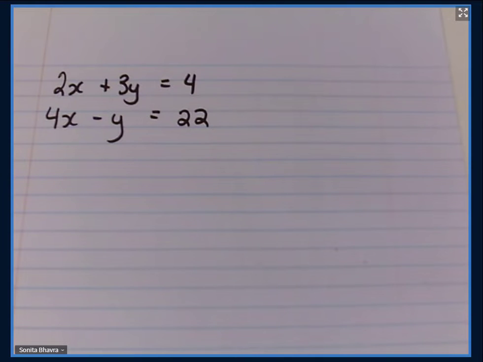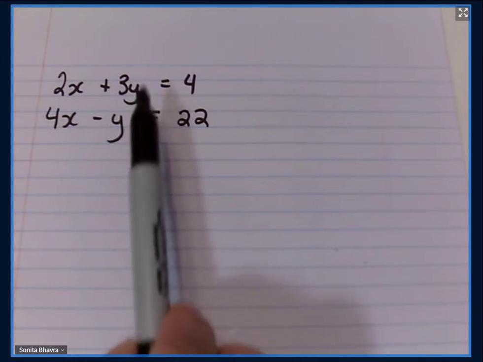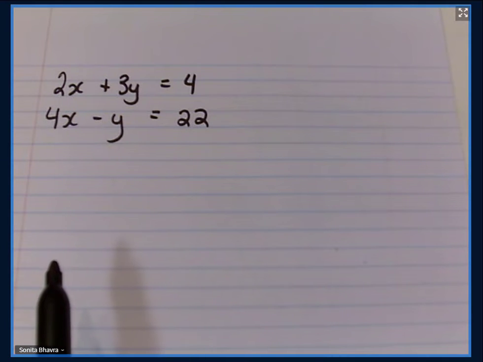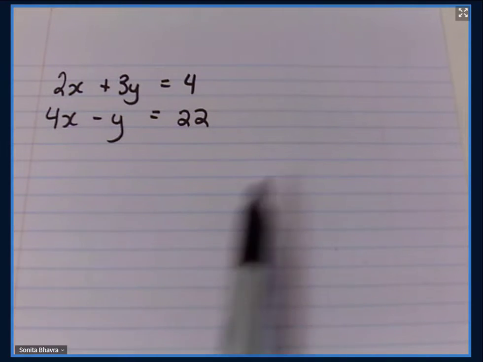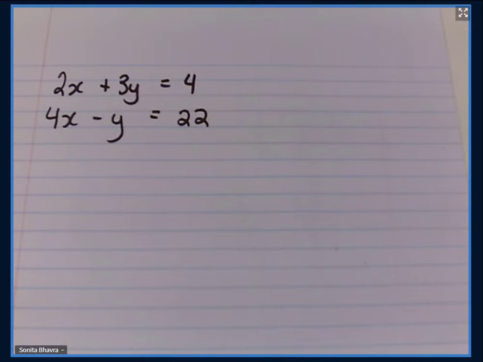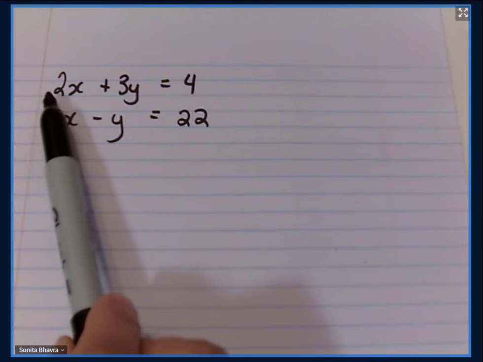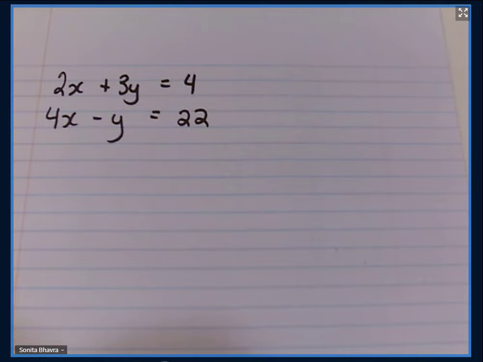All right, so our next example, we have 2x plus 3y equals 4 and 4x minus y equals 22. So looking at our variables, if we added or subtracted our equations, it's not going to eliminate either of the variables. So in this case, what you have to do is multiply one of the equations so that you can make it equal to the coefficients that we see here.